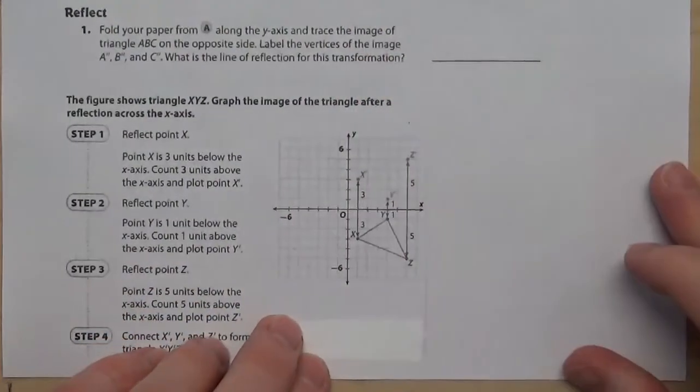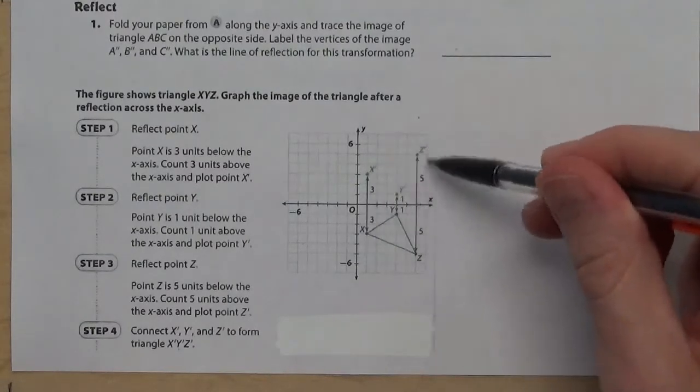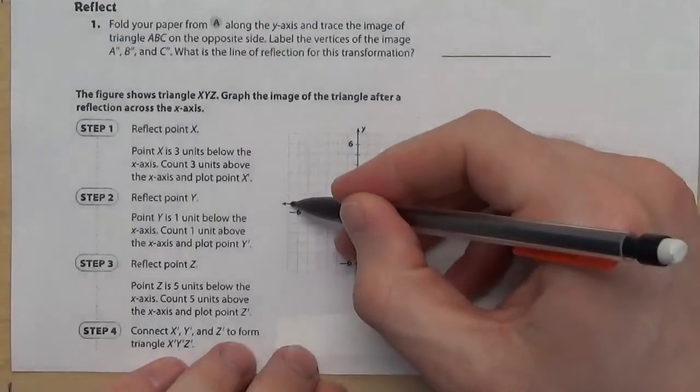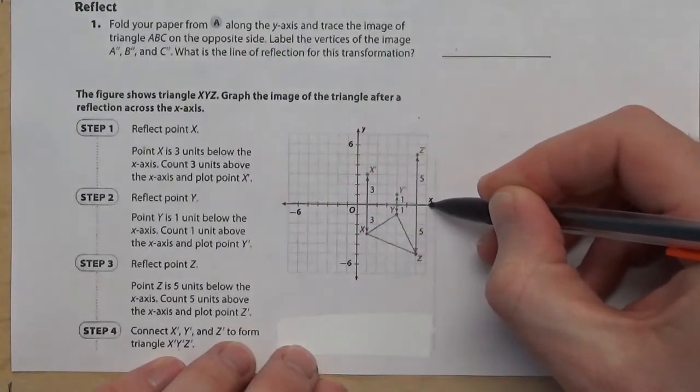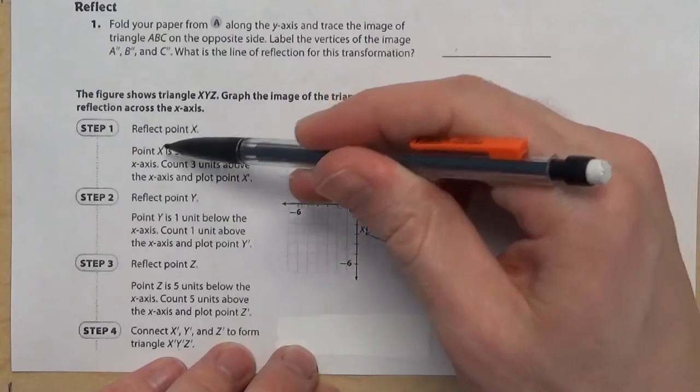So what you need to do, just like we would do with translations, is do it one step at a time, or 1 point at a time, and then from there you can build the image after you've put all the points where they're supposed to go. This is all already basically done for you. We know that we're reflecting across the x-axis right here. They said to start with reflecting point X.